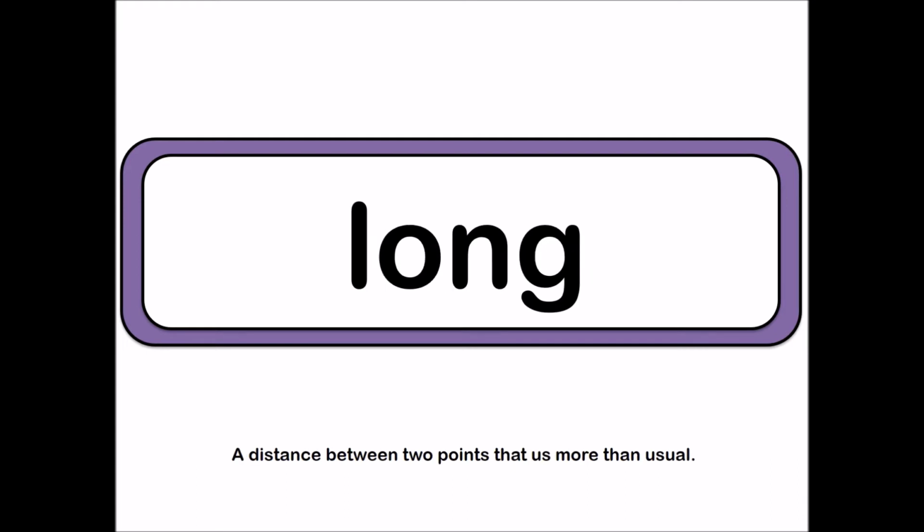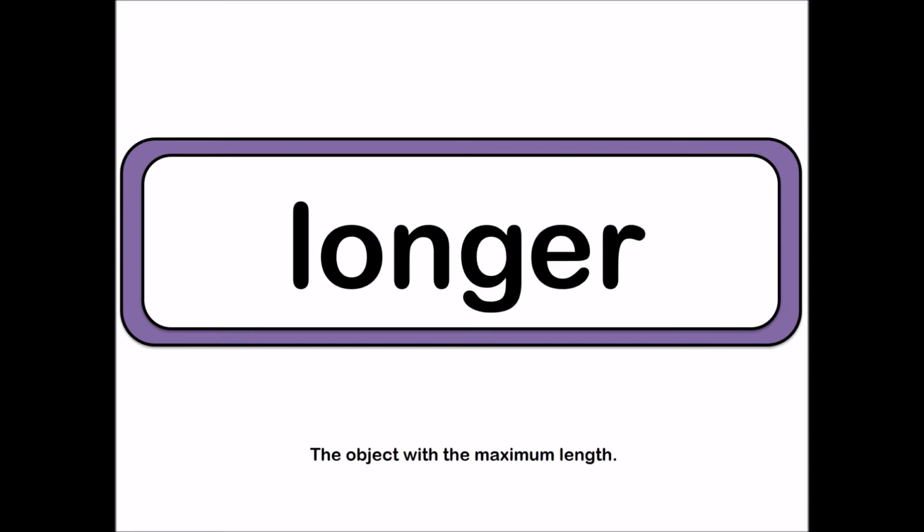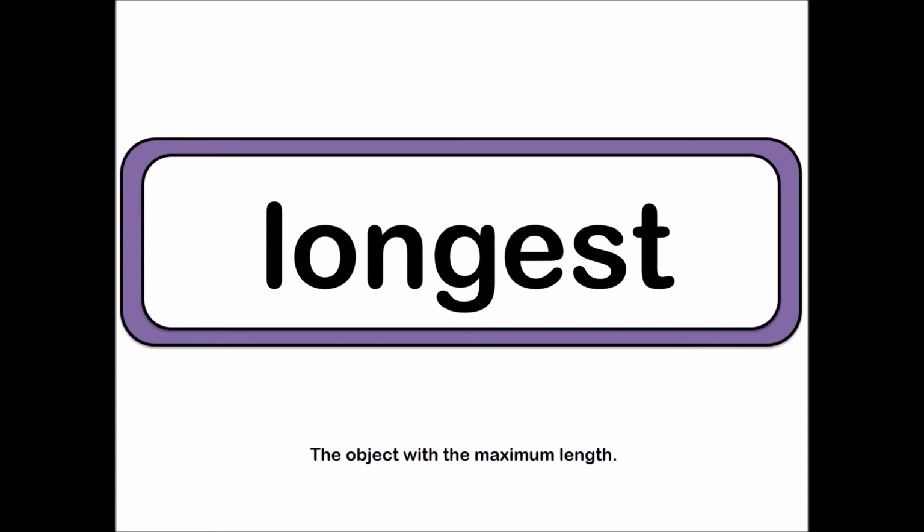This is the word long. What's the word? So long is a distance between 2 points that is more than usual. This is the word longer. What's the word? So longer is the object with the maximum length. This is the word longest. What's the word? So it's an object with a really, really long length.